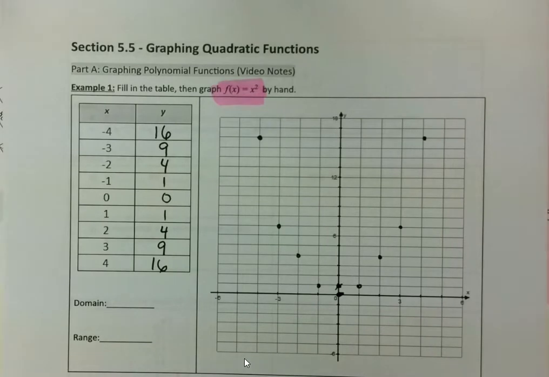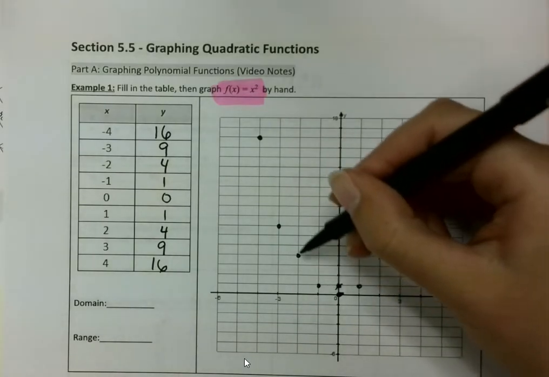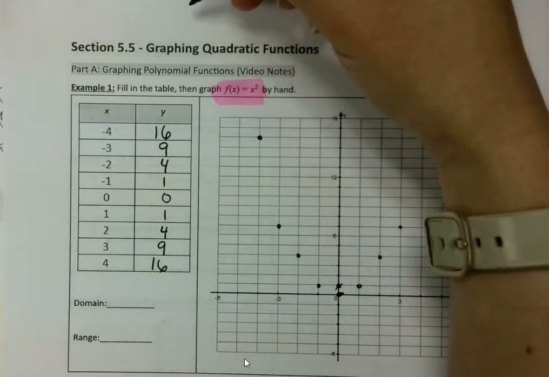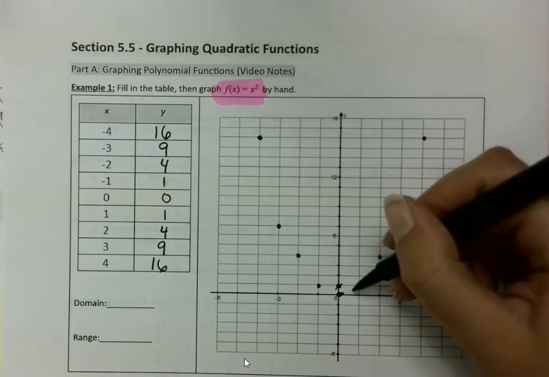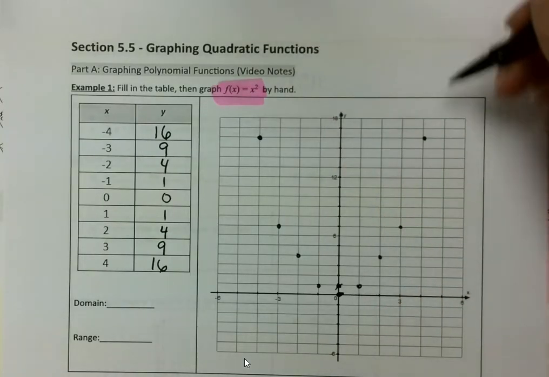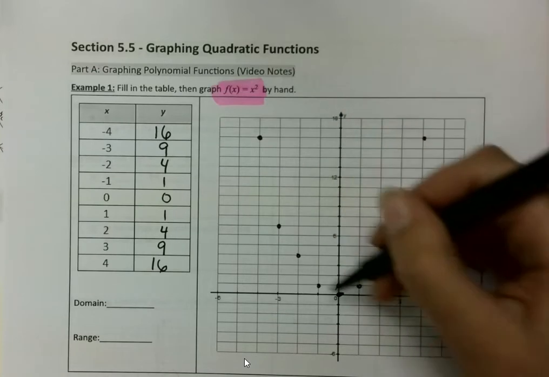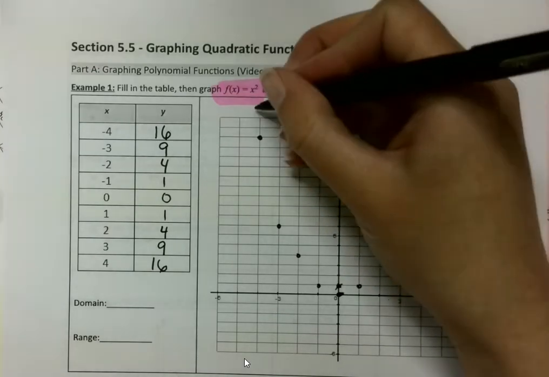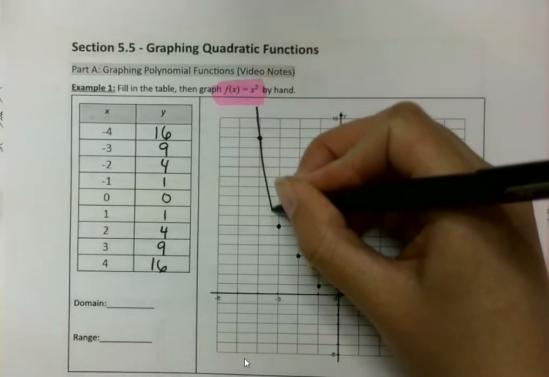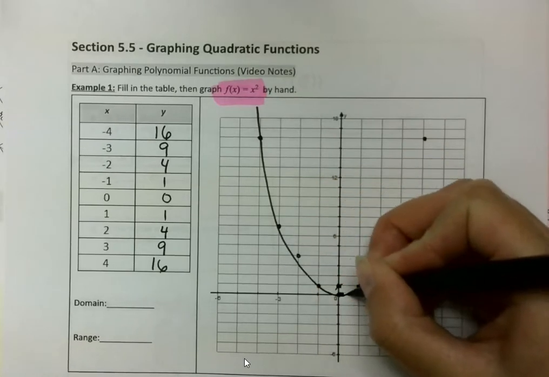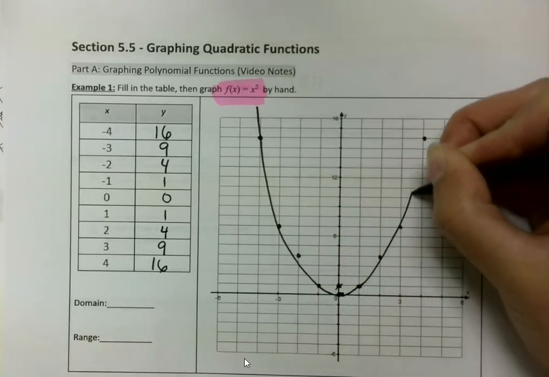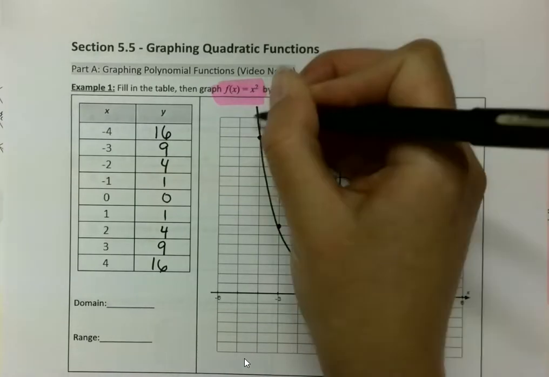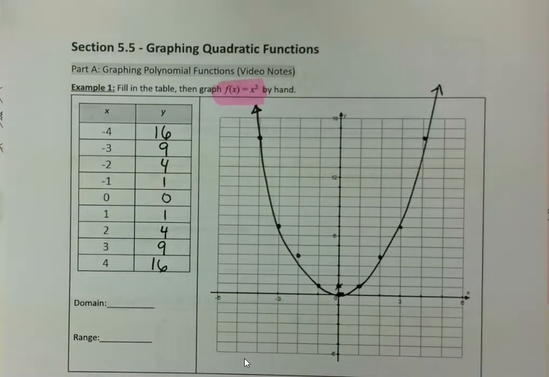Okay, so when you plug in the negative numbers, they're going to continue to increase higher and higher on the left-hand side. When you plug in the positive numbers, they're going to increase higher and higher on the right-hand side. So we're going to get these two tails going all the way up, depending on which value you plug in. So if I draw through all my ordered pairs right here, we see the shape of our graph for x squared. Okay, so a couple things to note about this graph.